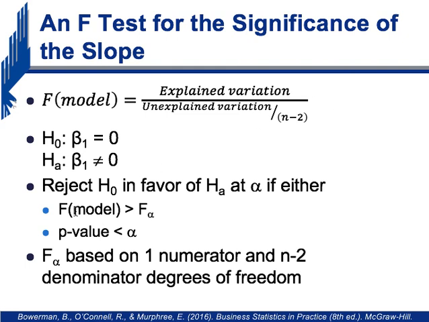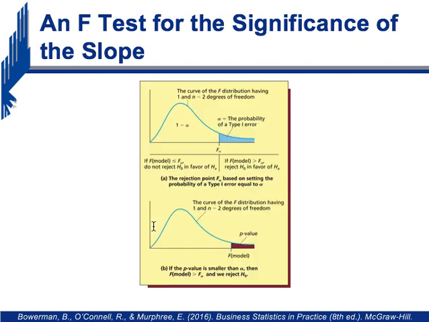If the test statistic is greater than the critical value, or if the p-value is less than alpha, then we can reject the null hypothesis and conclude that there is a statistically significant relationship between x and y. And here, since we are using an F-test, the F-table will be used as the basis for determining the critical values and the p-values. The F-score should be based on numerator degrees of freedom of 1 and denominator degrees of freedom of n minus 2.